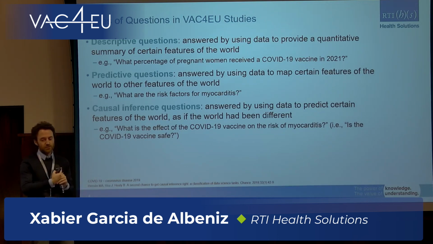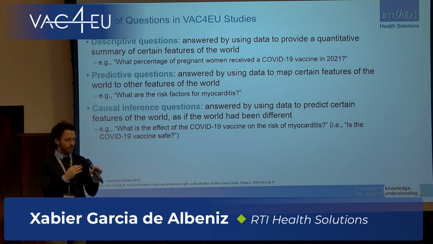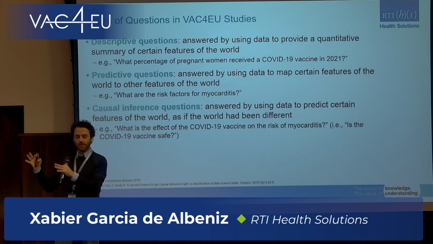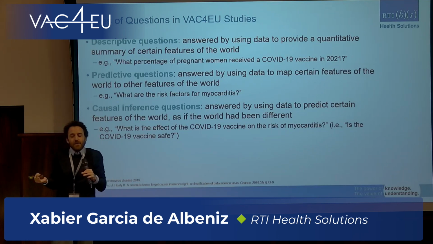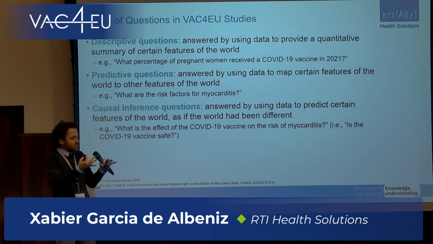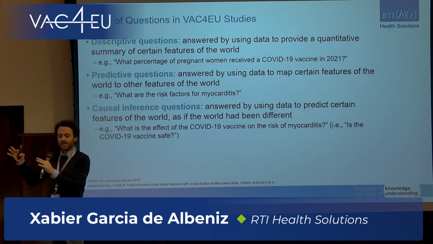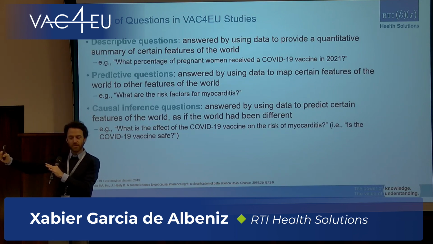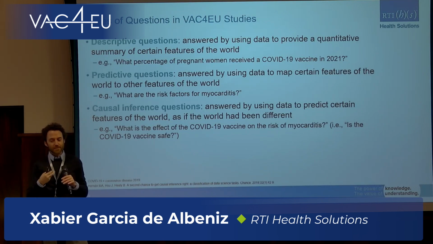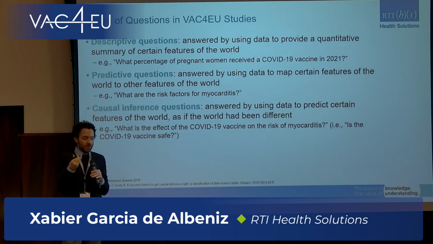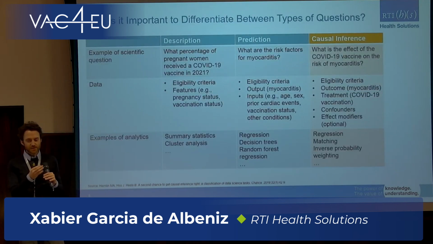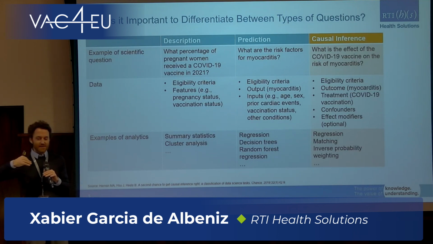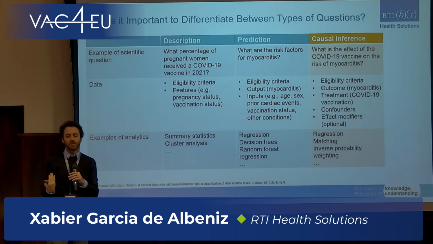Then you have predictive questions, where you just have to map some features of the world to other features of the world. This is what Netflix does with you when they recommend your next movie, or Amazon, or I don't know, Google with advertising. They just analyze you and use that information to predict what you need in your next purchase or movie. That's not causal inference. But then we have causal inference questions, which is, what is the effect of doing this? What if we do this or that? So the difference with these 3 tasks is that the type of data and the type of methods that we use are different.